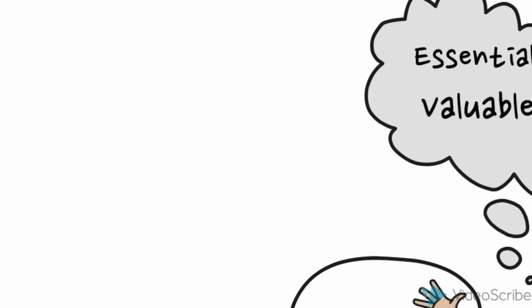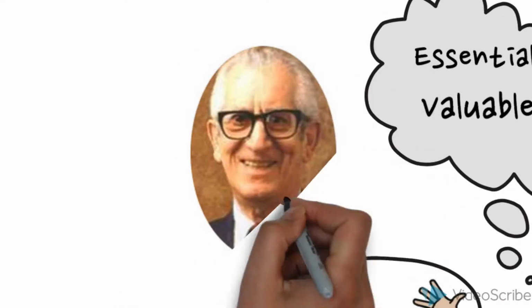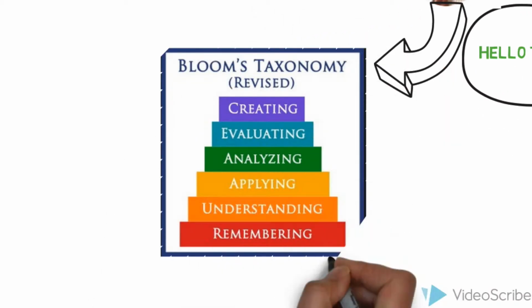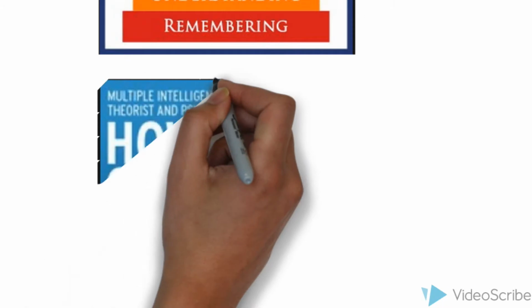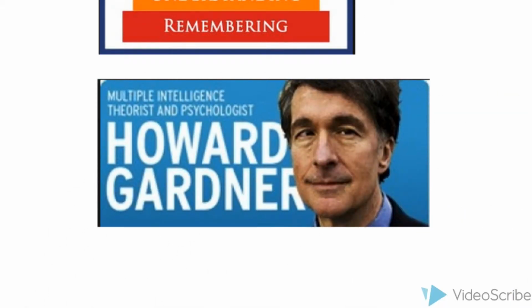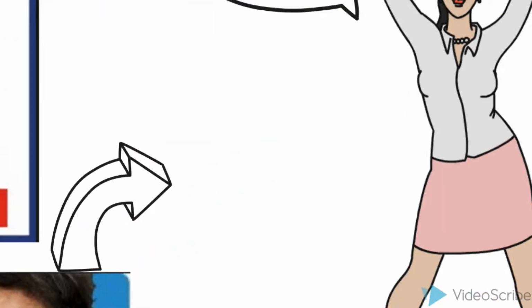Believe it or not, I'm not the only person that thinks this. Educational theorists such as Benjamin Bloom recognise the importance of creativity at the top of his taxonomy of learning domains, while Howard Gardner recognises visual and musical learning as part of his 8 areas of intelligence.